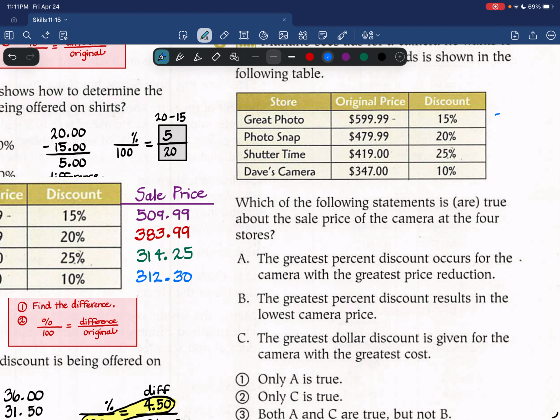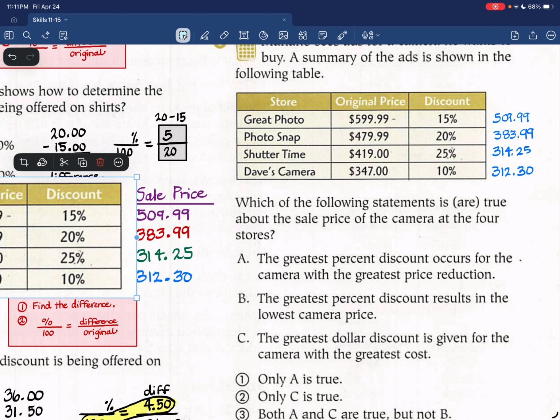So we have 509.99, 383.99, 314.25, and 312.30. So I've just added those sale prices in. And I'll get rid of this. Now it's letting me do that.